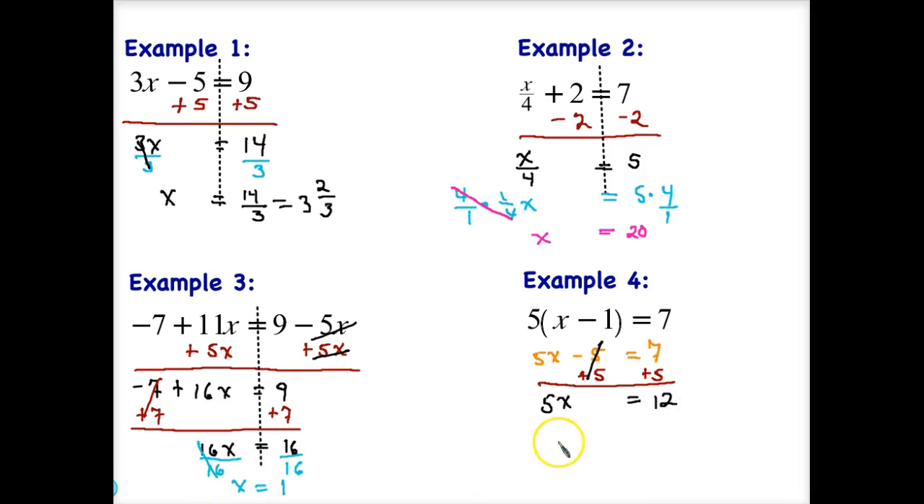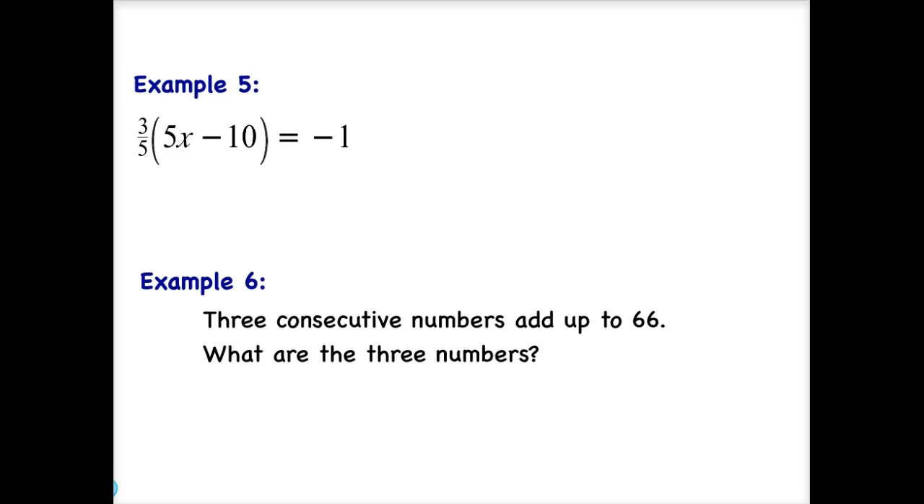And then my final step, I'm going to divide by the coefficient, and I'm left with x equals 12 over 5, which I can leave like that, or I can simplify. 5 goes into 12 2 times with 2/5 left over. 2 final examples before we close out today. Again, pause your video and see if you can do these two on your own. When you come back, the answers will be provided.